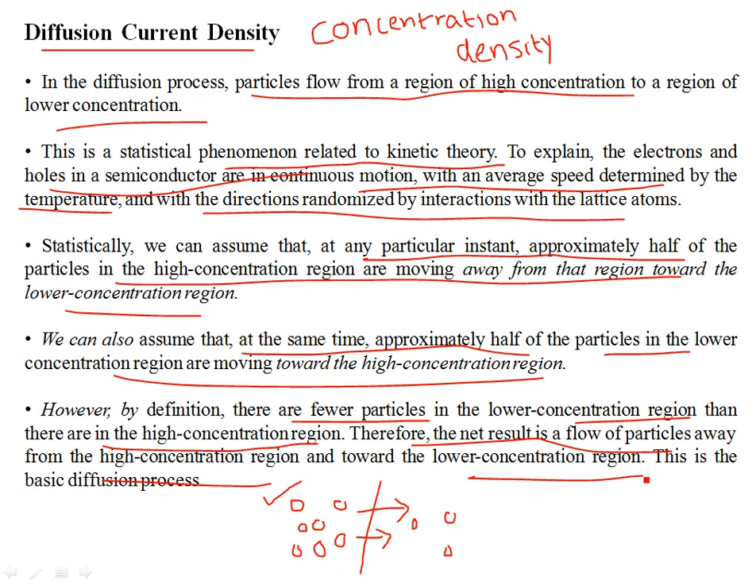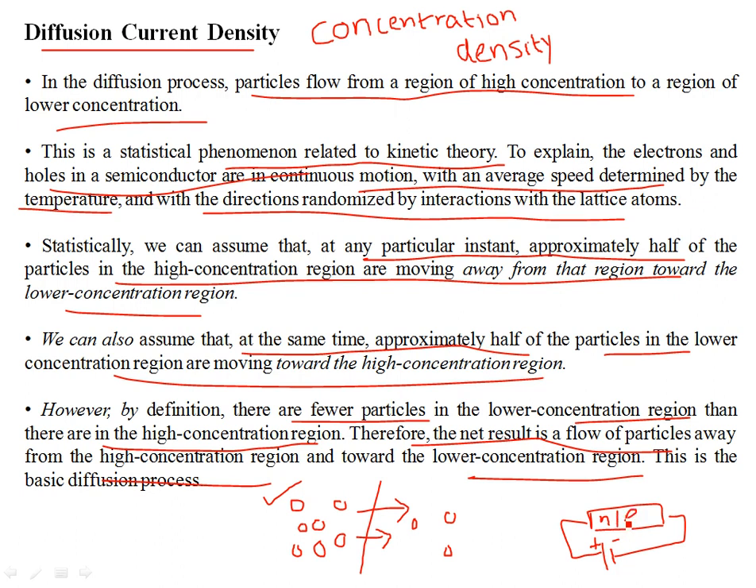There is no electric field. There is no voltage being applied to the semiconductor externally. For example, if this is a piece of semiconductor, we are not applying any electric field. If we did, whether it's N-type or P-type, that's going to constitute the drift current.